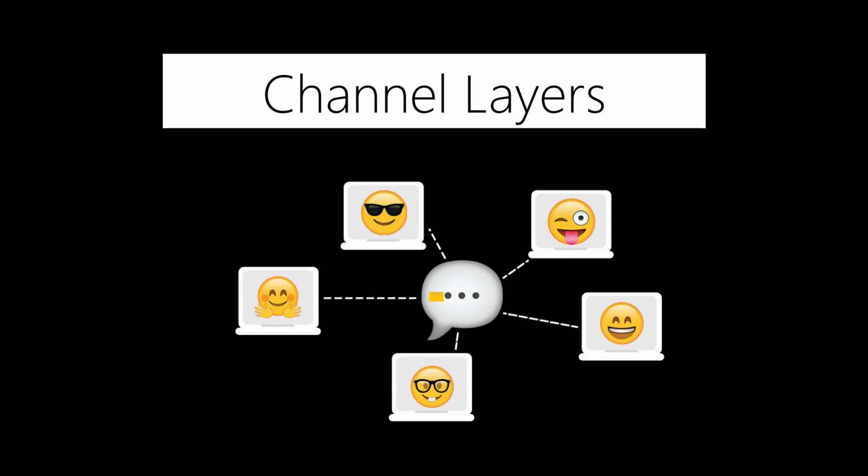To display messages to all users, we're going to need to enable something called channel layers. Channel layers allow us to create an interaction between different instances of an application for real-time communication.